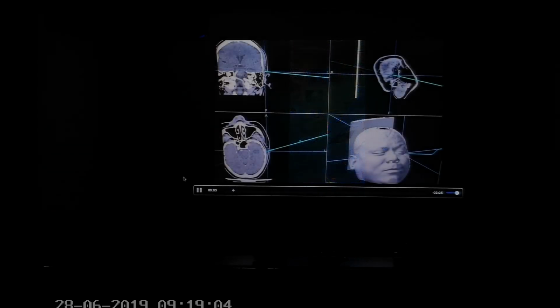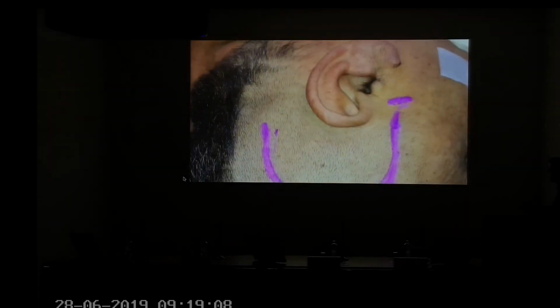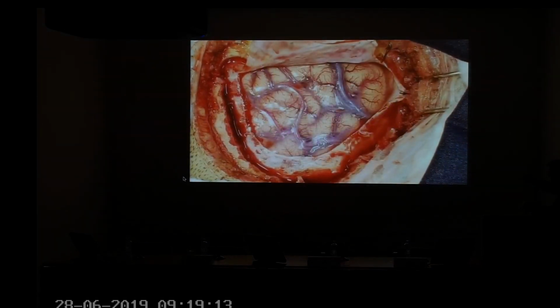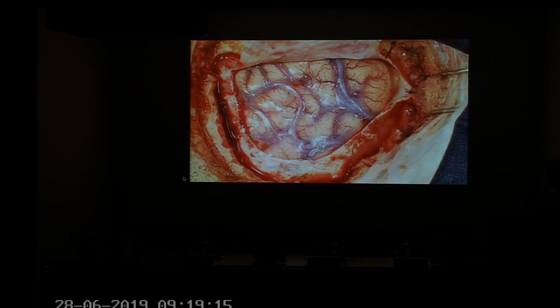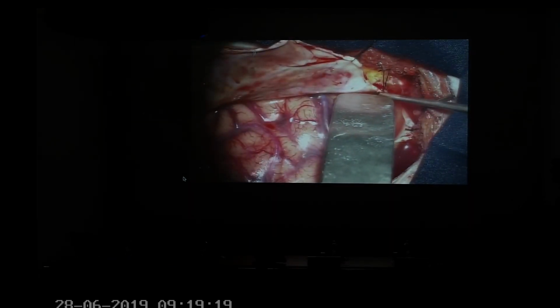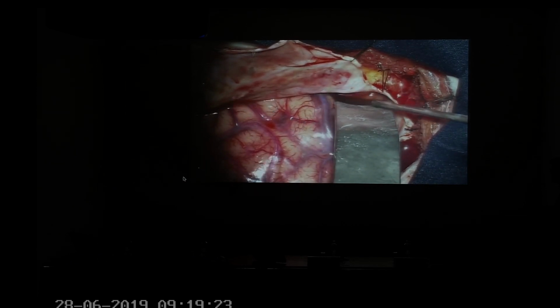I want to show you some cases of the basal surface of the brain. We do this surgery in my hospital. It's very short, but we use neuronavigation to understand the position and the incision. It was on the inferior surface of the temporal lobe, in the posterior part, very close to the Labbé vein.